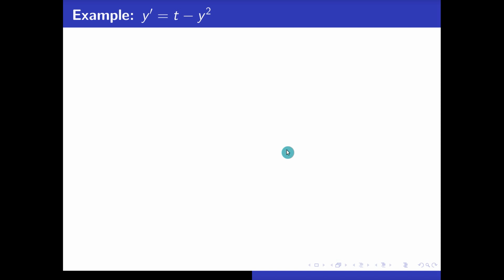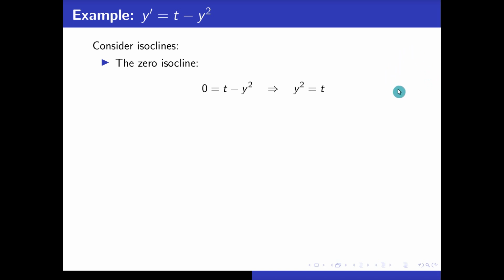y prime equals t minus y squared. What would the 0 isocline look like? Well, to solve that, you would replace y prime by 0 and see what function you get. So if I replace y prime by 0, I get t minus y squared equals 0, and so that's just y squared equals t. So in the ty plane, what does that represent? That's a sideways parabola, right? Good.